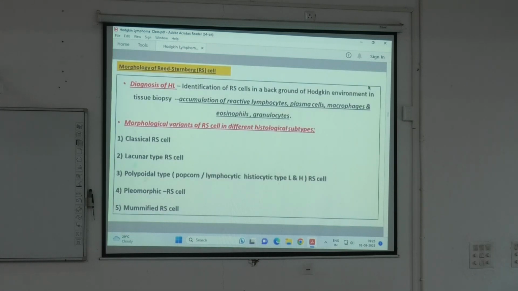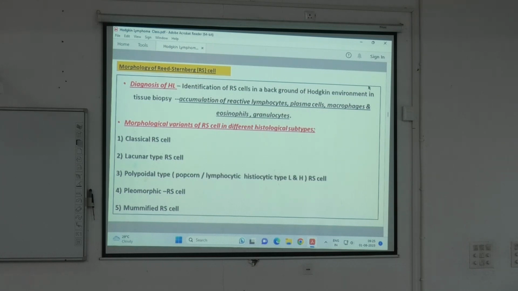Now, the diagnosis of Hodgkin lymphoma is the presence of characteristic Hodgkin cells or RS cells in the histology, with the surrounding cells, that is the Hodgkin environment. These are all accumulations of reactive lymphocytes, plasma cells, macrophages, eosinophils, and granulocytes. This is very important. And the RS cell is a characteristic cell; I will tell the morphology later.